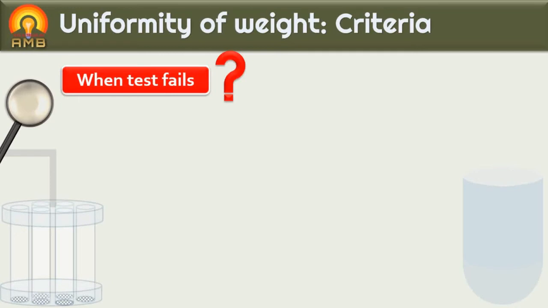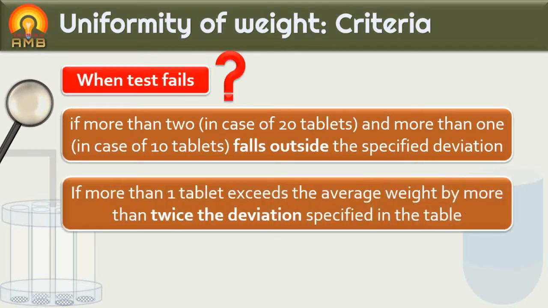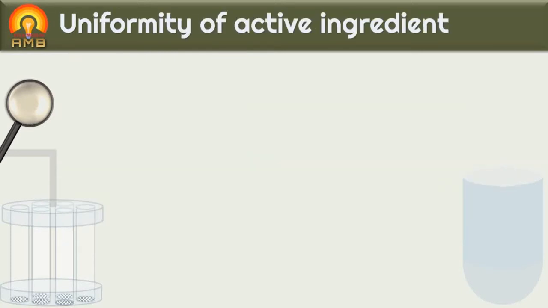Let's see when the test fails. The test fails if more than 2 in case of 20 tablets, and more than 1 in case of 10 tablets, fall outside the specified deviation, that is, the minimum or maximum allowed weight. But in both cases, the tablets fail the test if more than one tablet exceeds the average weight by more than twice the deviation specified in the table. Next official evaluation test is uniformity of active ingredient.